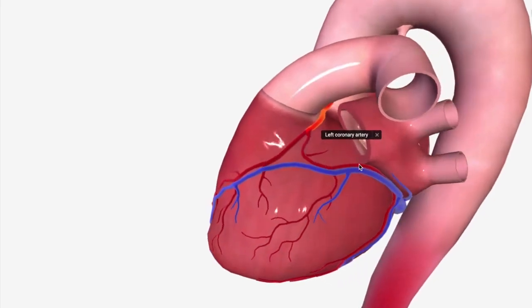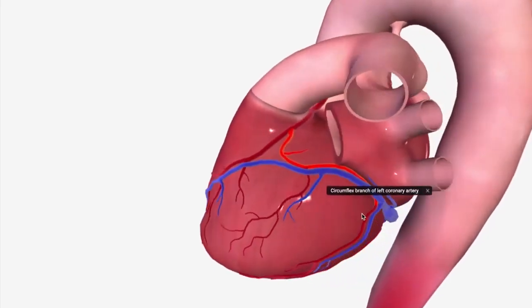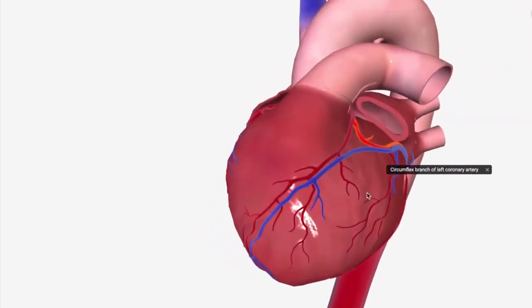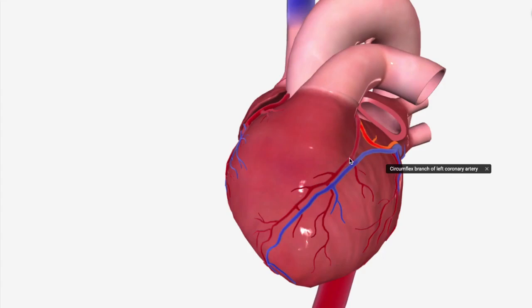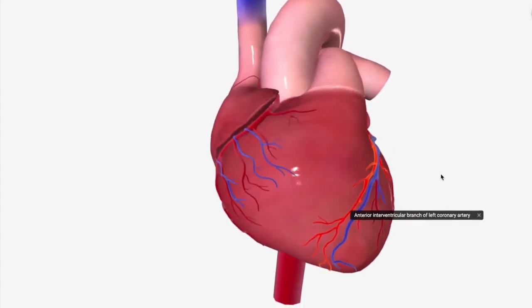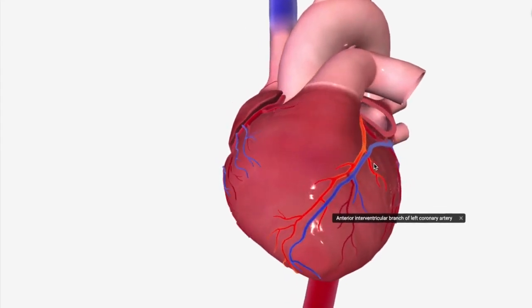So initially it gives off this circumflex branch. Okay, so the circumflex branch comes down this way. And then down this way is your left anterior descending branch. So sometimes called your LAD, okay, or other times called your anterior interventricular branch.